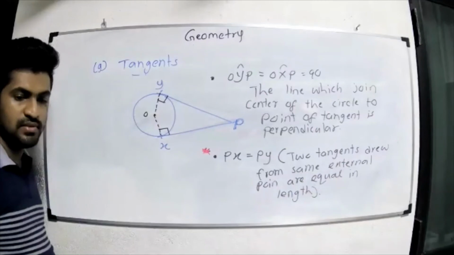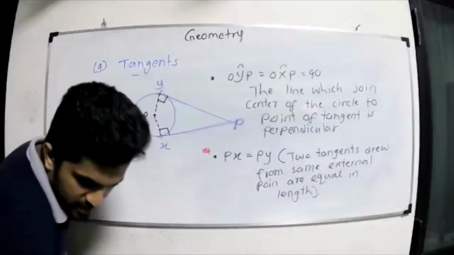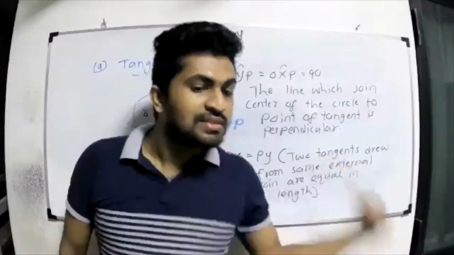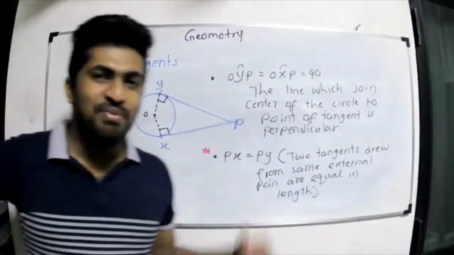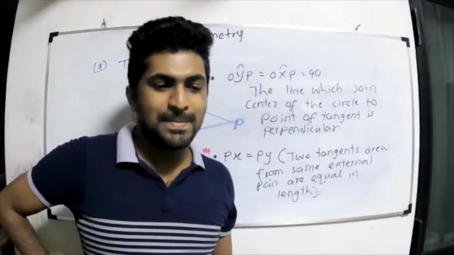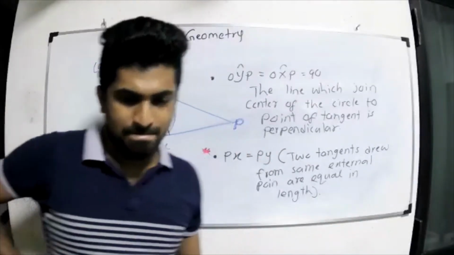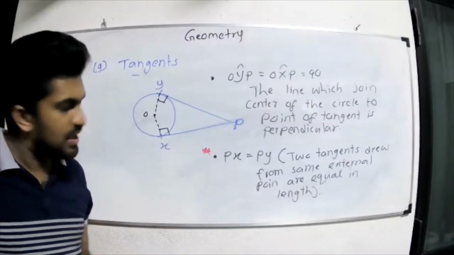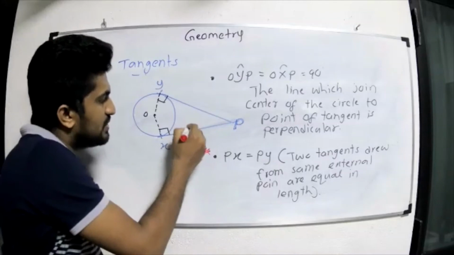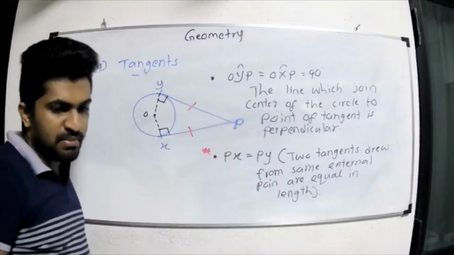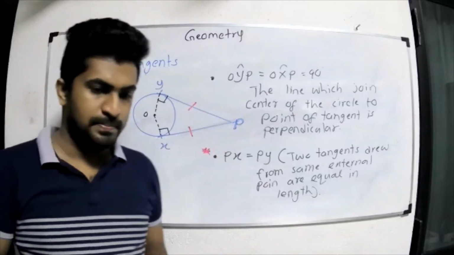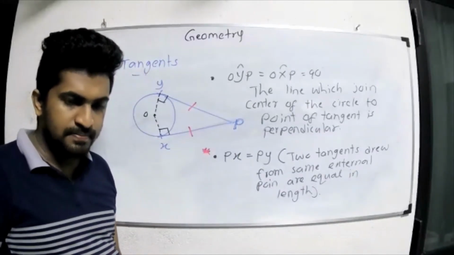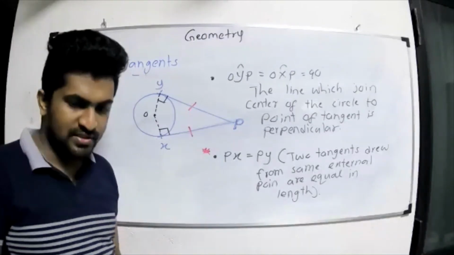Do you have any problem about this? Then the second theorem, PX is equal to PY. That means these two tangents are equal in length because they are drawn from the same external point. Got it? Yes, I got it.